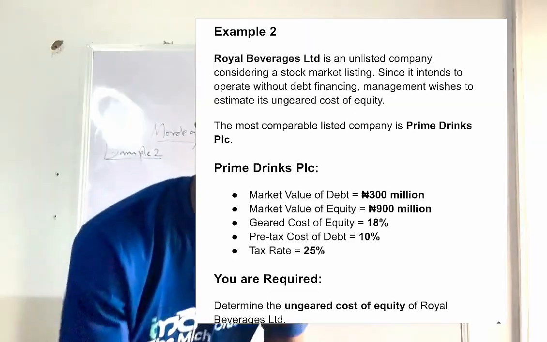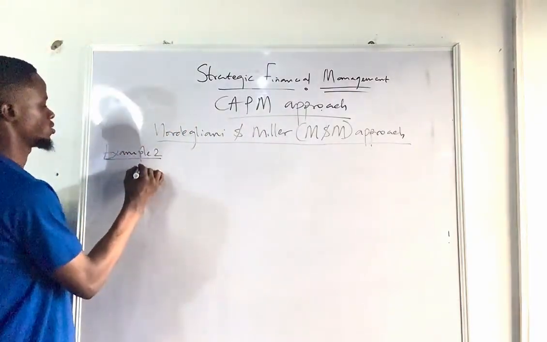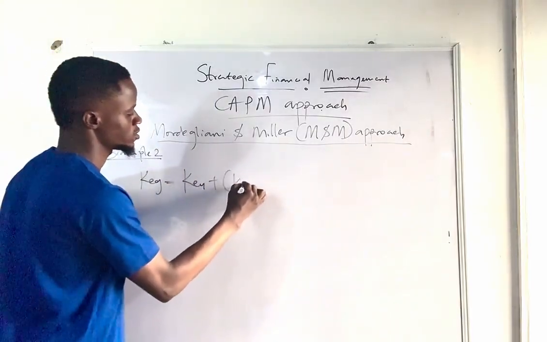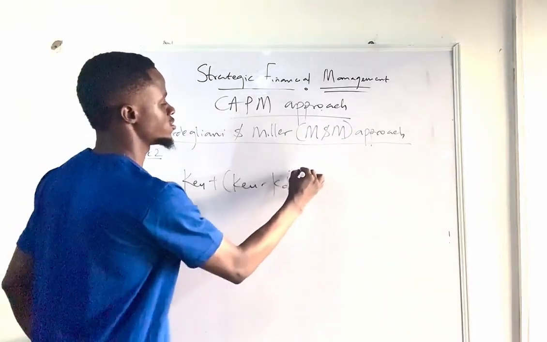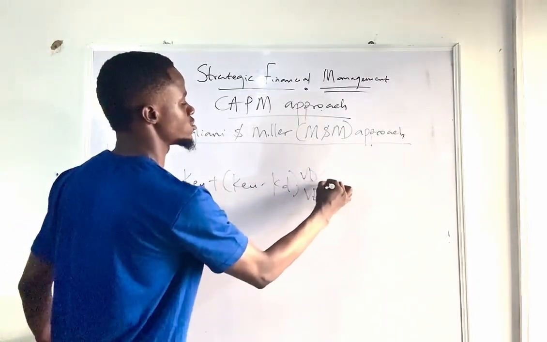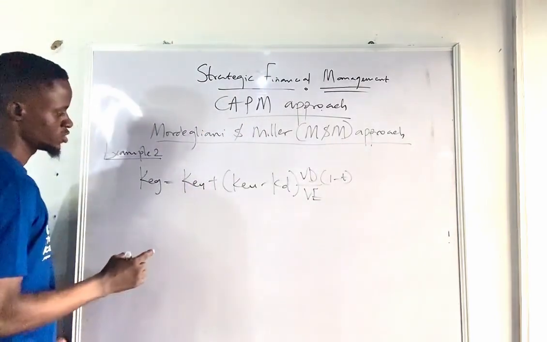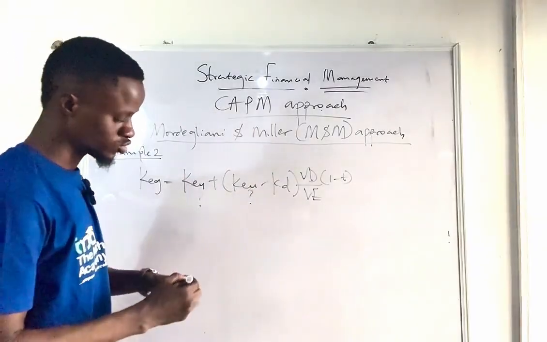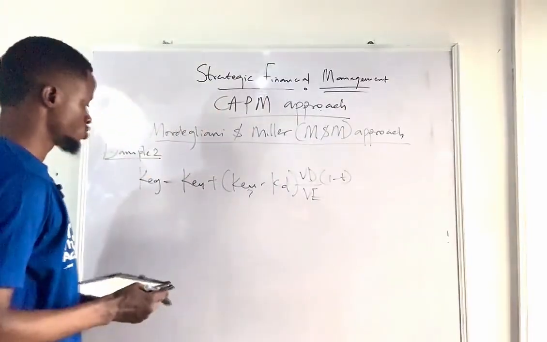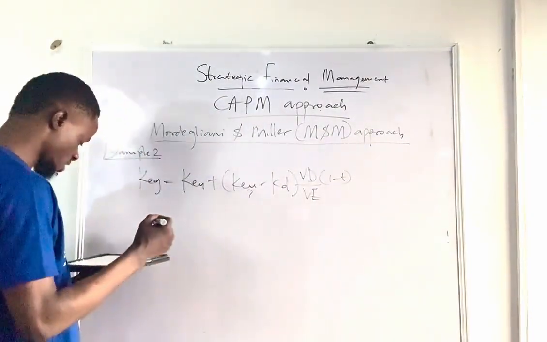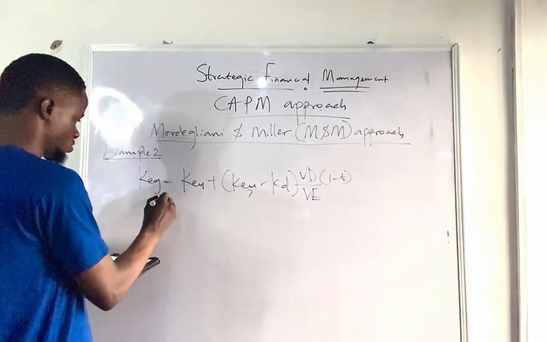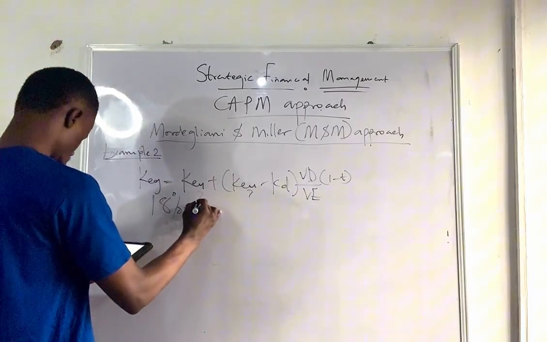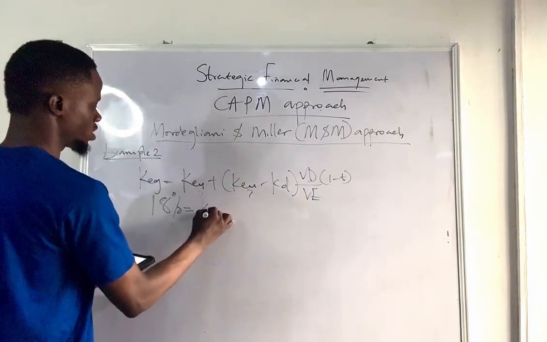Same thing. So which formula do we use? We use M&M. Keg is equal to Kug plus bracket Kug minus Kd, value of debt over value of equity, times 1 minus T. Simple. Because we don't have this variable, let's find it. So let's input our variables. Keg, what is keg? 18%. 18% is equal to, what is Kug? Okay, we don't have Kug, that's what we are looking for.